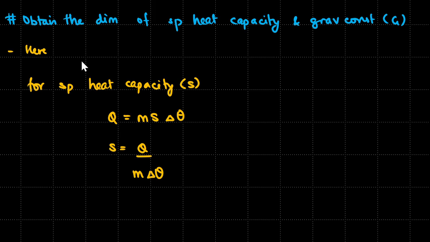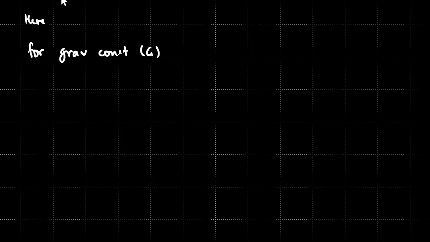So now let's do the second part, which is the gravitational constant big G. Let me change the color of this one as well, since this is the main topic of the question. So let's go here. For G, we know the formula, which is F equals G m1 m2 by r squared. So G, isolating G, will leave us with F r squared by m1 m2.